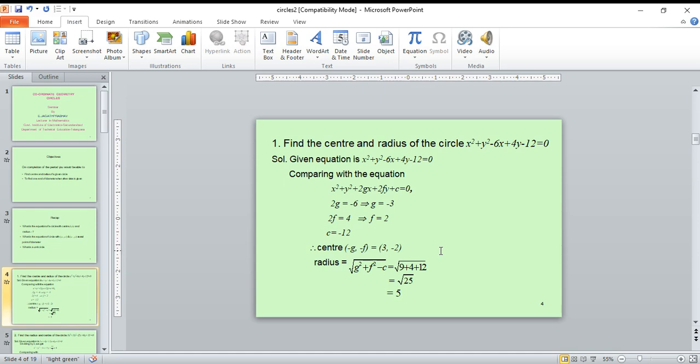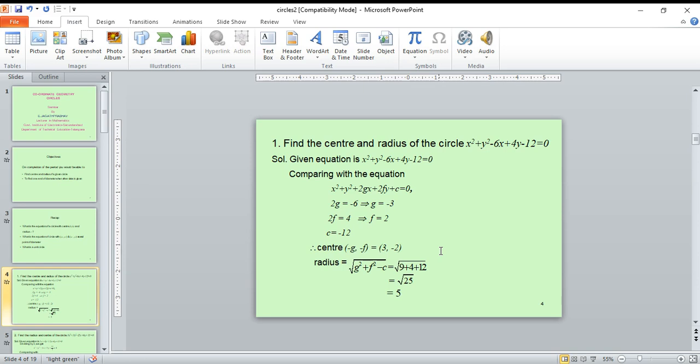Here x square equal to x square, y square equal to y square, minus 6x equal to 2gx, so 2g equal to minus 6. This means g equal to minus 3. And 2fy equal to 4y, so 2f equal to 4, that means f equal to 2. So g equal to minus 3, f equal to 2, and constant c equal to minus 12.